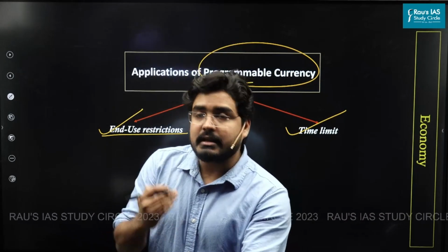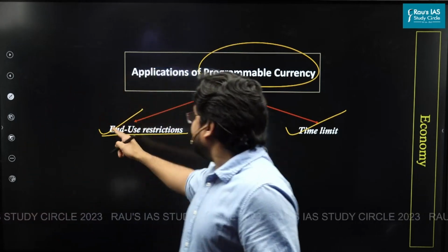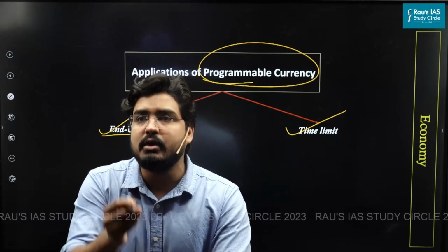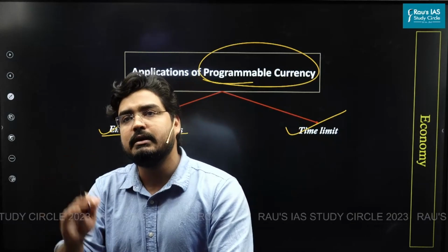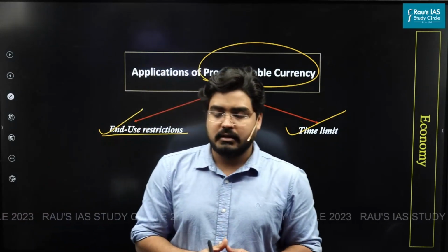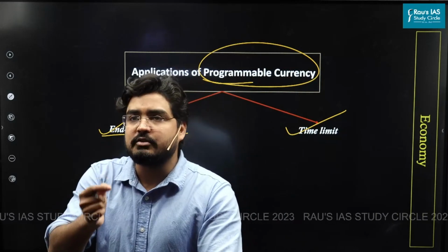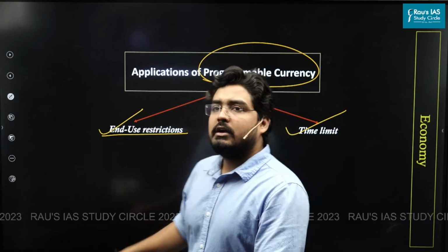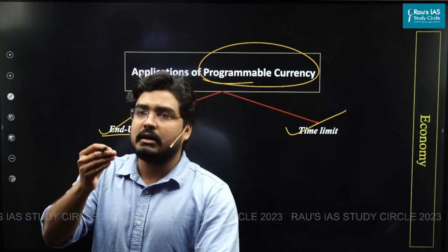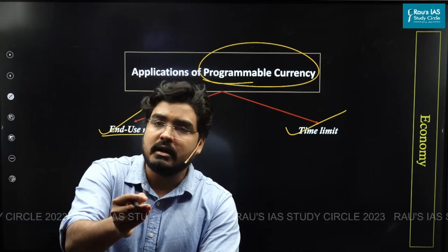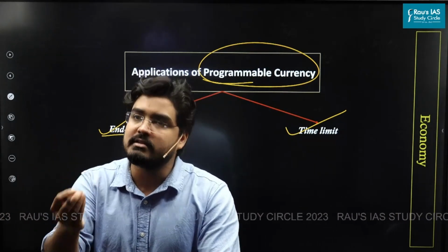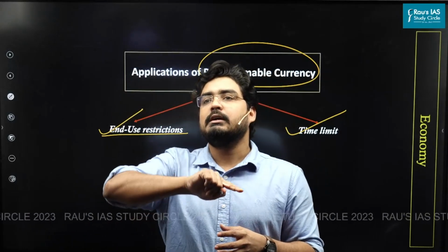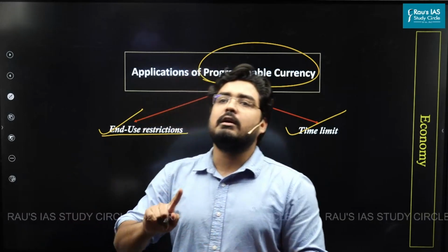So, if subsidies are given in the form of CBDC with end-use restrictions, then the beneficiary will be forced to use the subsidy amount only for the intended purpose for which it was given. Let's take an example. If the government is providing fertilizer subsidies to the farmers through CBDC with end-use restriction, they will be forced to use the CBDCs only in certain agriculture input outlets like fertilizer outlets. This will prevent the diversion of the subsidy amount for non-intended purposes.